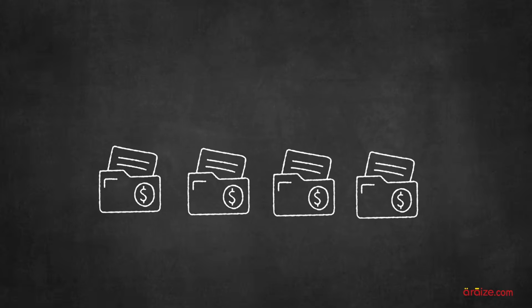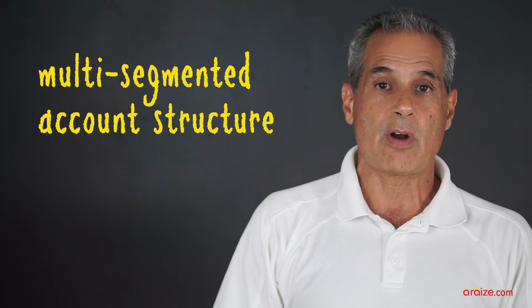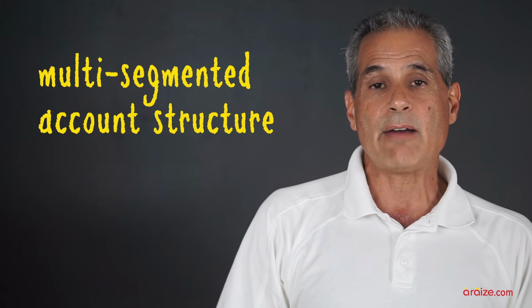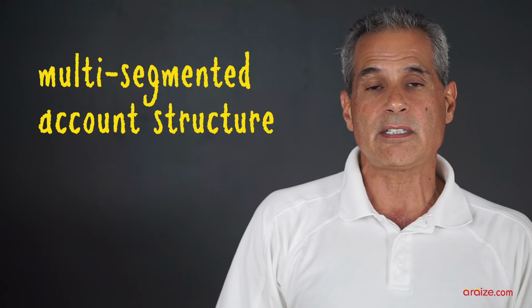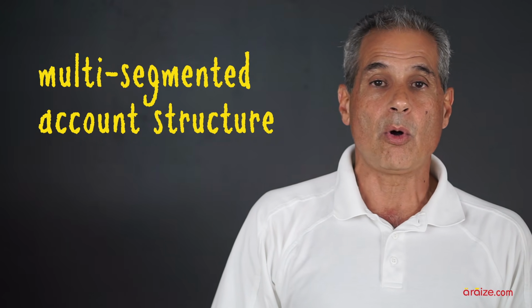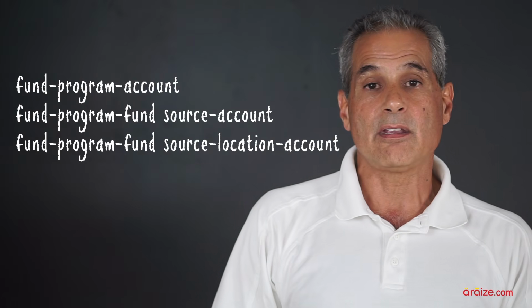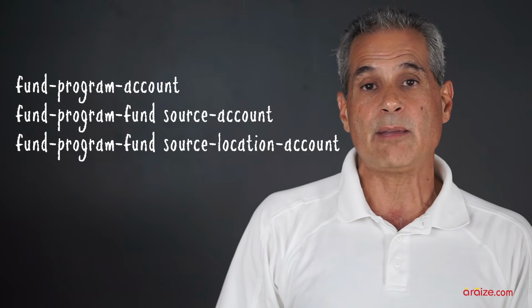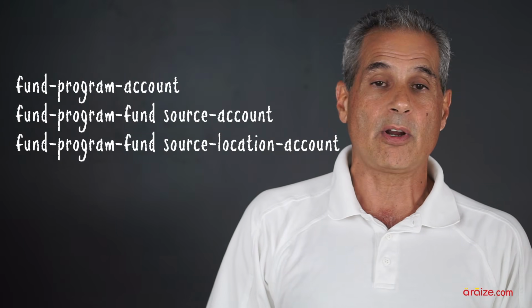So when you think about setting up your chart of accounts, make sure that your system will be able to handle a multi-segmented account structure. So when you're looking at accounting systems, you definitely need a system that will allow you to separate all your financial activity by the 3, 4, or 5 segments that you need that define your organizational structure.